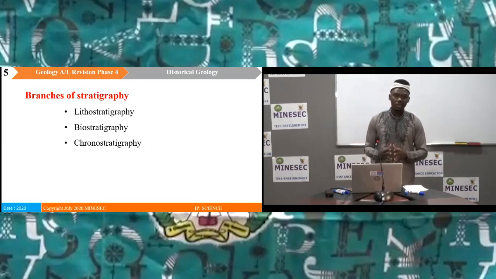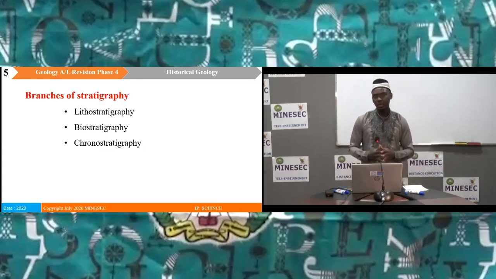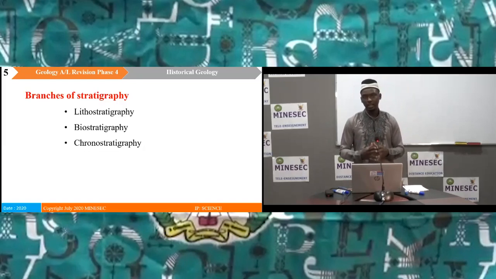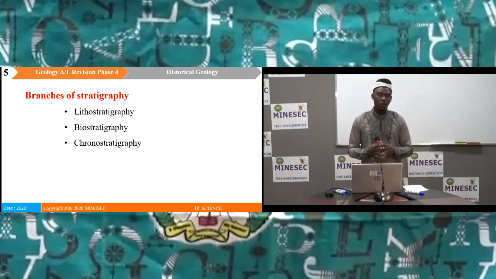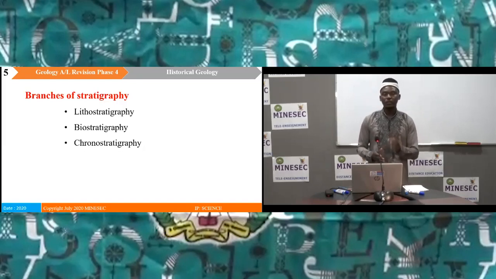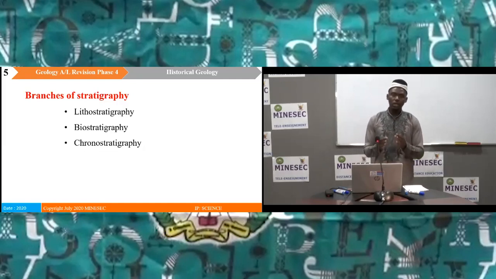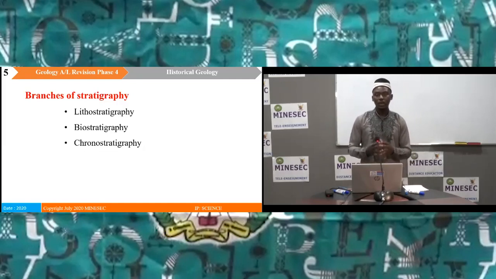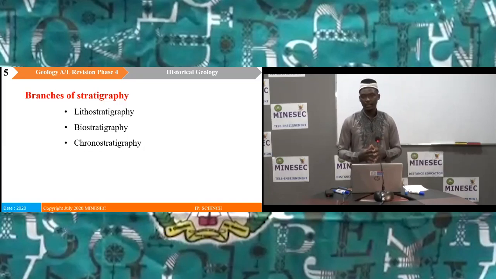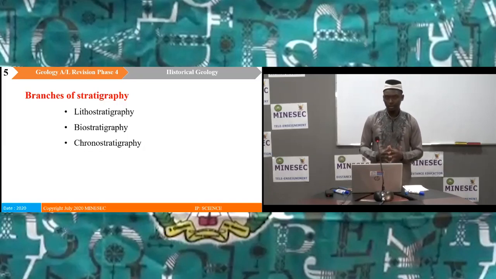Lithostratigraphy is the study of rocks based mostly on the lithology, that is, rock type. Whereas biostratigraphy takes into account the fossil content, the life content of rocks. In chronostratigraphy, we are looking at time equivalents of rocks.